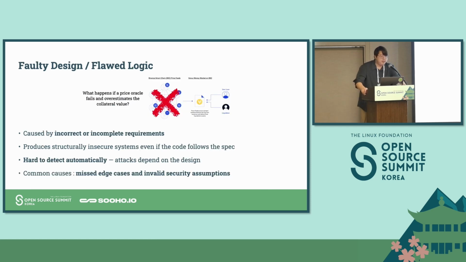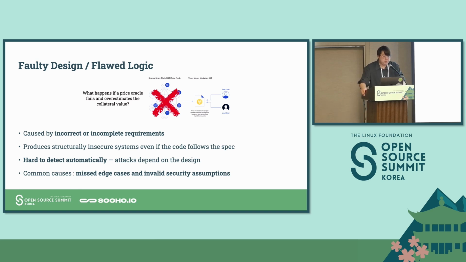Design flaws usually come from incorrect requirements or wrong assumptions rather than coding bugs themselves. For example, in the slides you can see an illustration. Take the case of the price oracle in a lending protocol. If the oracle fails and accidentally reports prices that are too high, and the protocol developer misses this case, the protocol might believe the collateral is worth more than it really is, and it will end up insolvent.